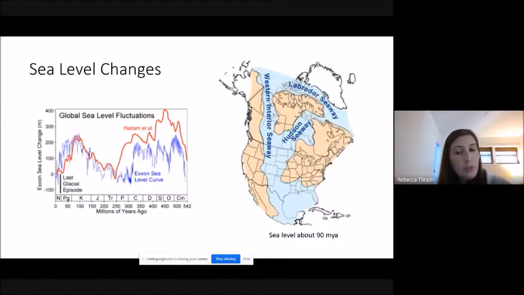With these temperature fluctuations, there's also been changes in sea level. So this is an interesting map to me. This is sea level change at about 90 million years ago. And you can see right here, this is us in Alabama. And then you've got this line right here. This is called the fall line. And that's where this ancient ocean used to be.